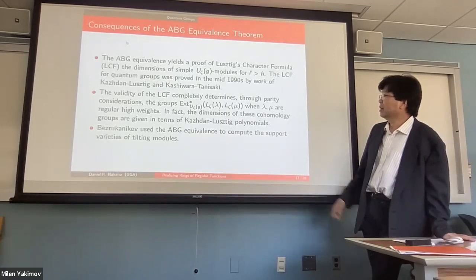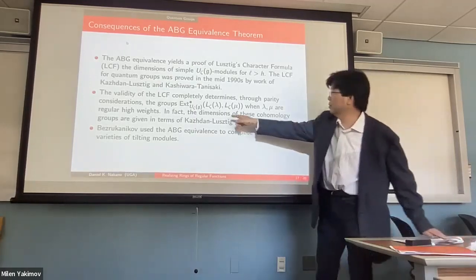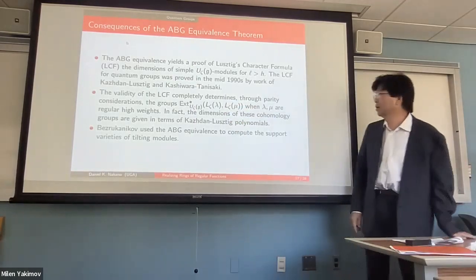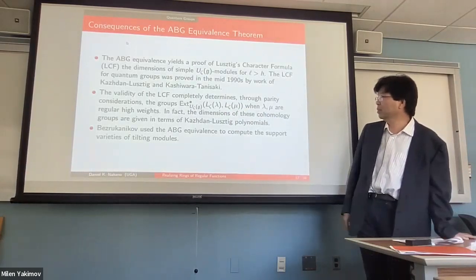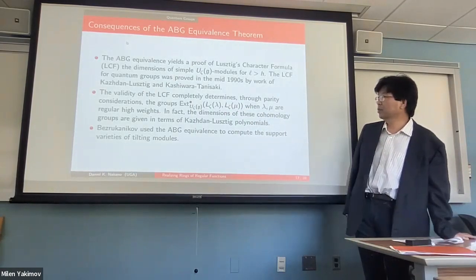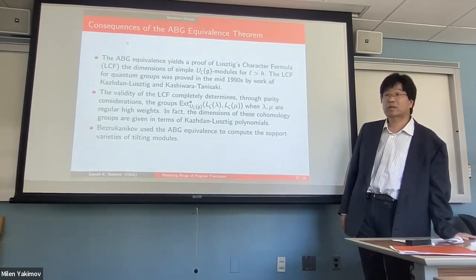And then it turns out that when you look at the Ext groups between two irreducible modules with regular highest weight, you can actually do a computation there. The dimensions of these are given by Kazhdan–Lusztig polynomials. And then Bezrukavnikov used this to actually compute support varieties for tilting modules too. Okay, so this actually answers the Humphreys conjecture in quantum physics.